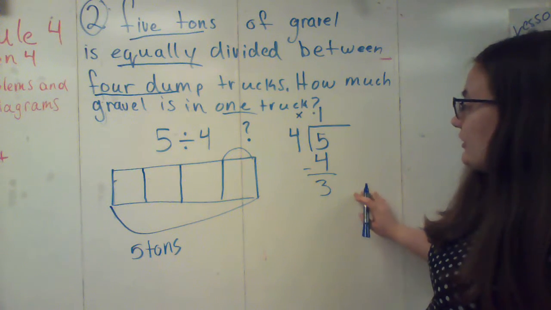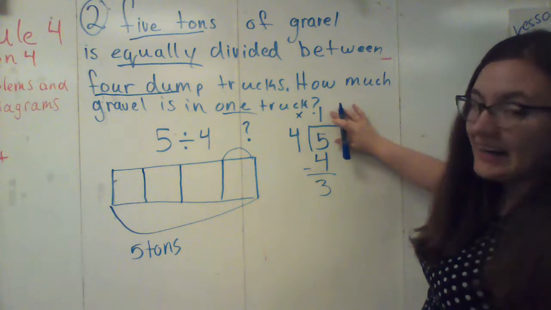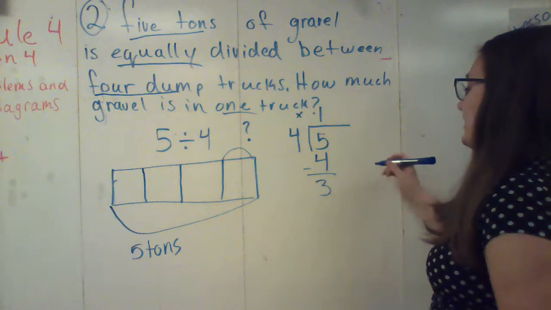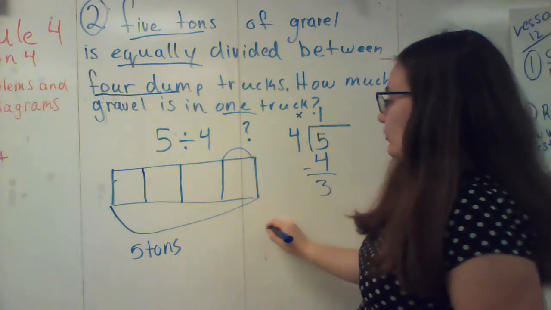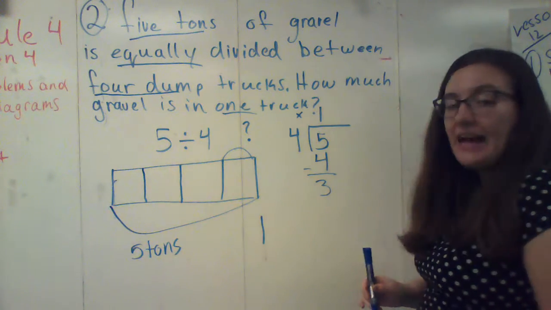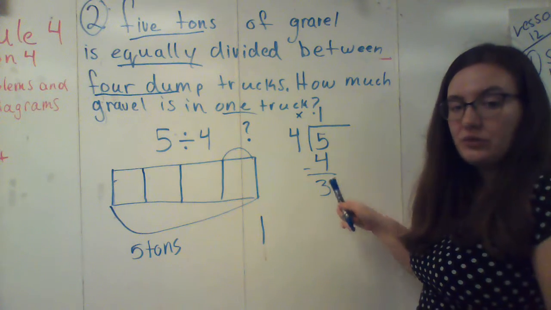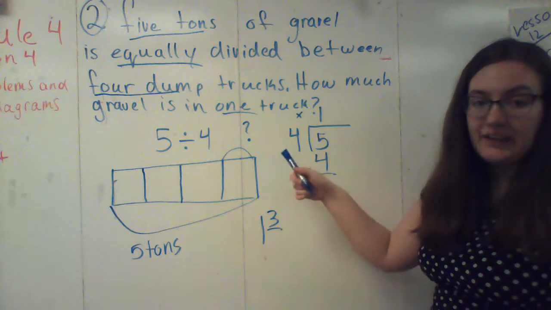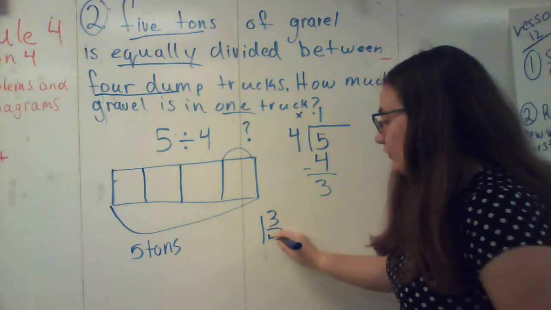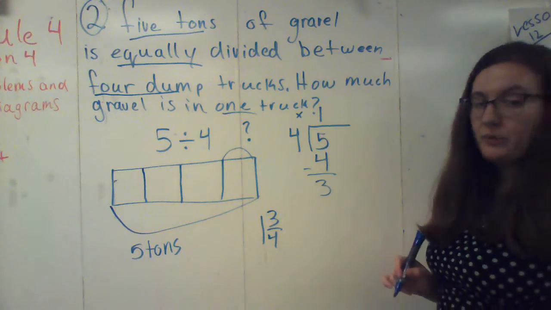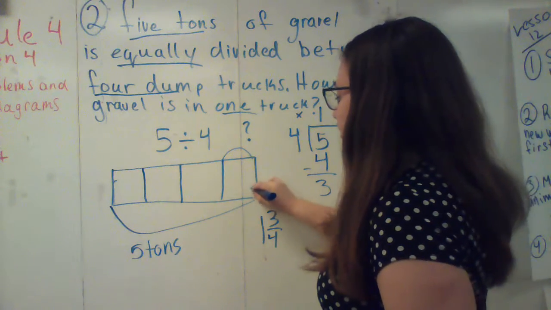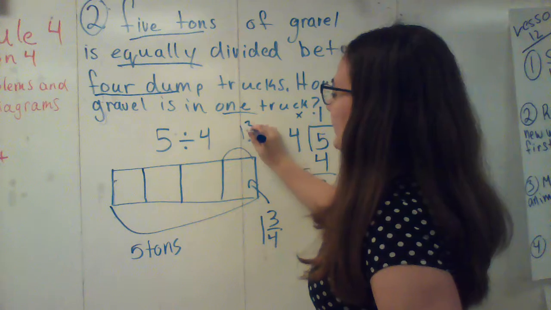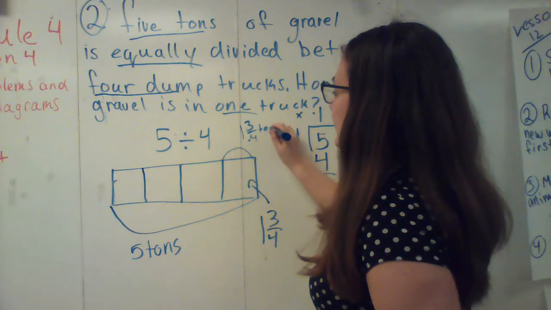So what I need to do now is find my whole number. And my whole number is 1. I always start at the top. So my whole number is going to be 1. And then my remainder in this problem is this 1 right here, so that is my numerator. And then my denominator is what I'm dividing this by, which is 4. So my final answer would be 1 1/4. So this unit right here, this question mark, is actually 1 1/4 tons.